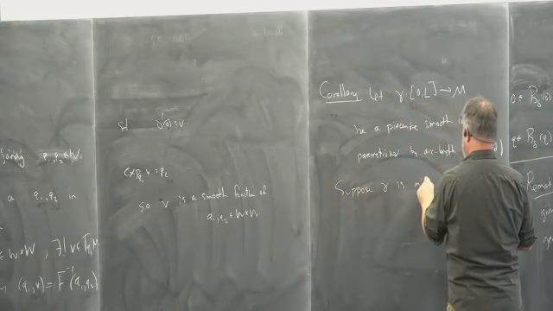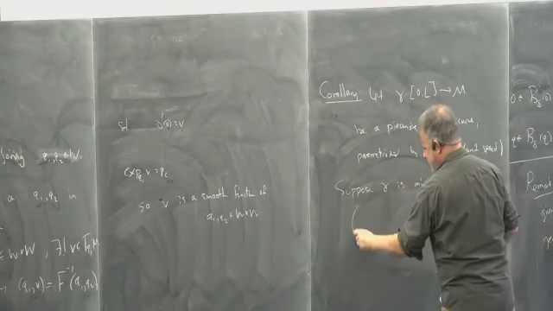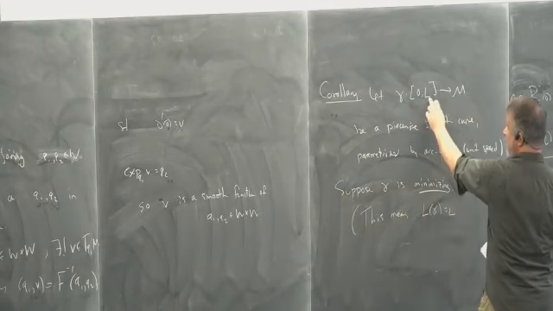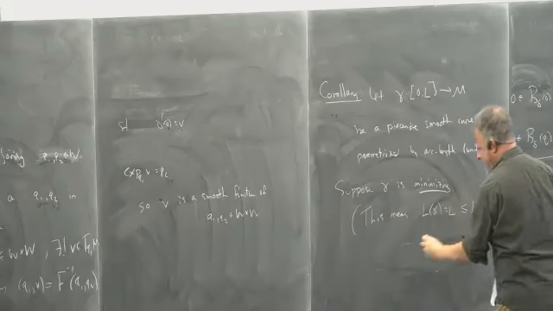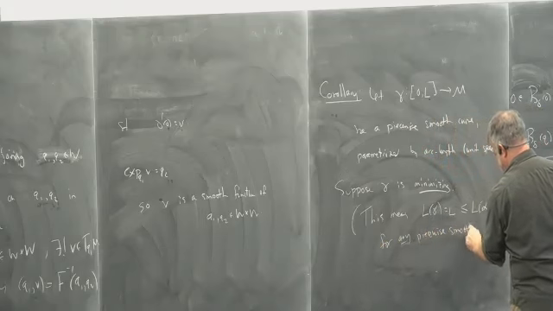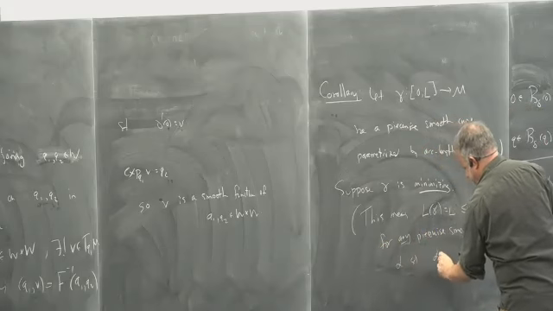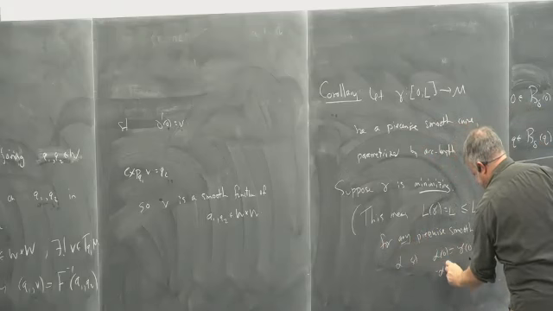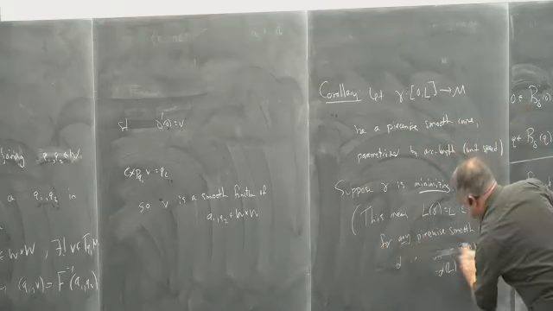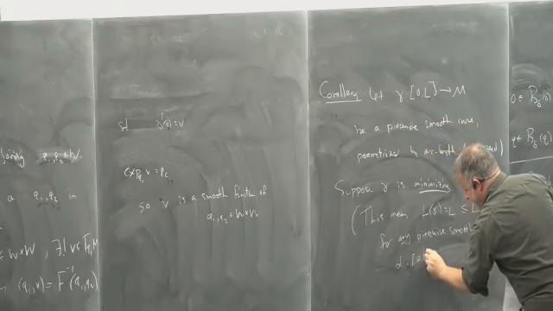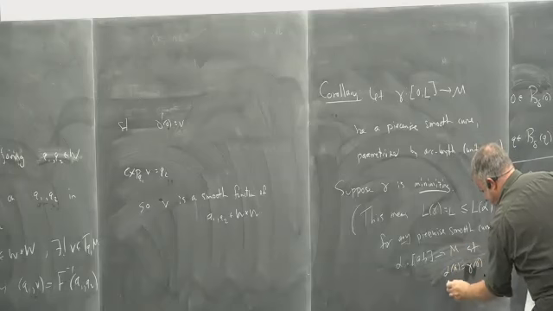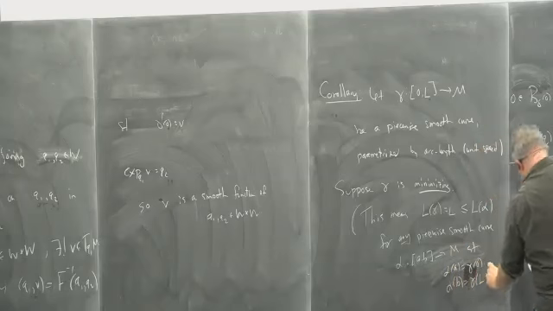gamma is minimizing. This means that the length of gamma, which is L, because it's unit speed, is less than or equal to the length of alpha for any piecewise smooth curve alpha from [a, b] to M such that alpha at the initial point is the initial point of gamma, and alpha at the final point is the final point of gamma.